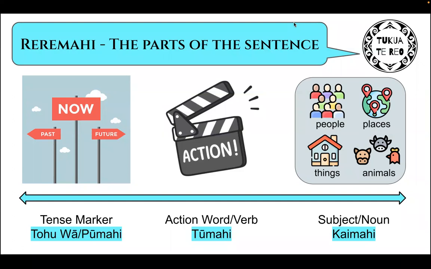This is a different order from what you'll be used to in English, where the sentences start with the subject, followed by the verb. In English, the action word changes to show which tense the sentence is written in, whereas in Te Reo Māori, it doesn't change. It's the tense marker that gives that information.